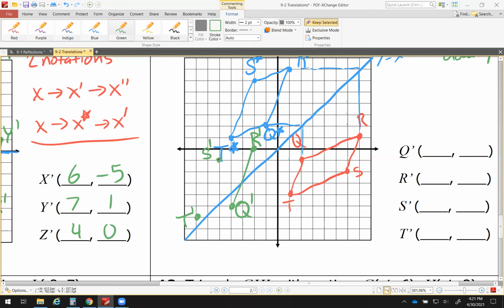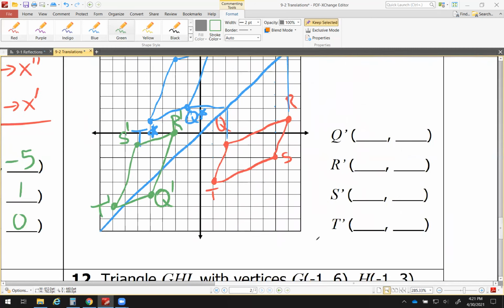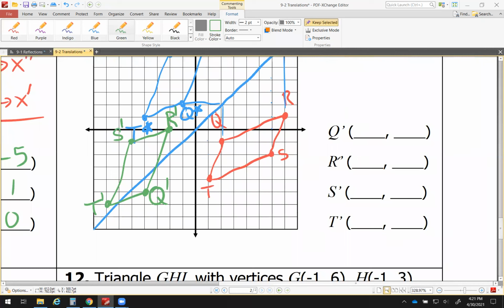We can connect these dots like so. And then finally, we can read the coordinates off of the graph. So Q prime's at -4 on the X, -5 on the Y. R prime is -2, 0. S prime is -5, -1, and T prime is -7, -6.